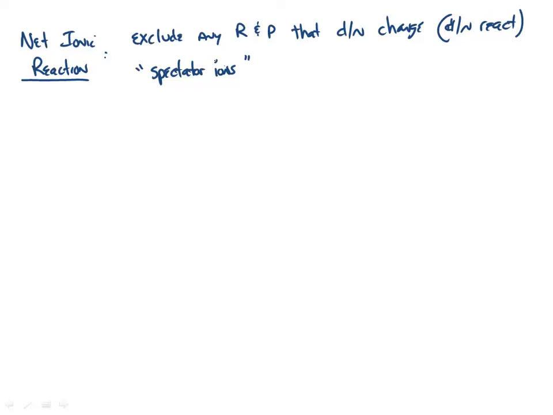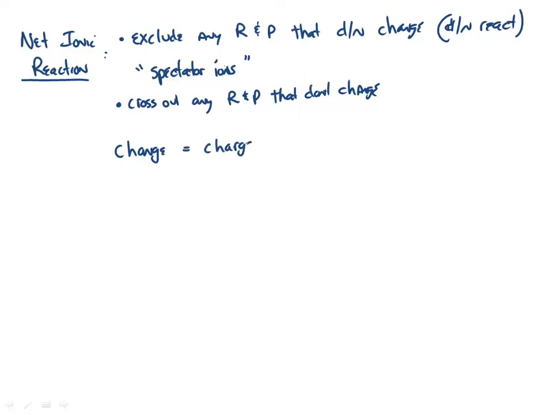So spectator ions. What that means is that we cross out any reactants and products that don't change. And perhaps we should also point out what we mean by change. So let me define that. Change means there's either a change in charge, a change in state, or a change in chemical composition.